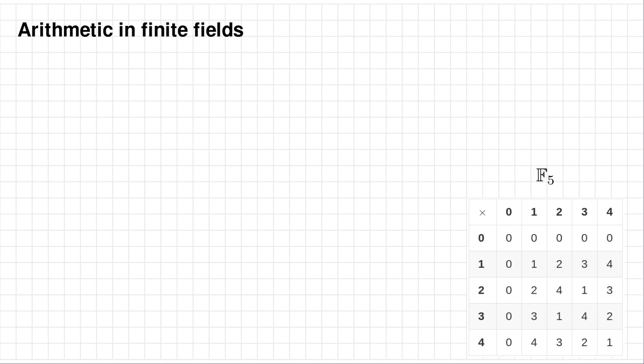So in a field, we're supposed to be able to do addition and multiplication in such a way that the normal rules apply. And we're also supposed to be able to divide by non-zero elements. So in F5, for example, I should be able to divide by every non-zero element. For example, I ought to be able to do 3 divided by 2. So what is 3 divided by 2 in F5? We're going to think about the answer to this.